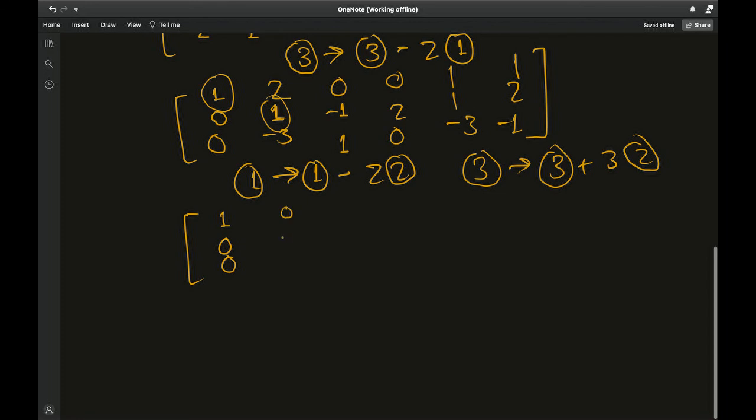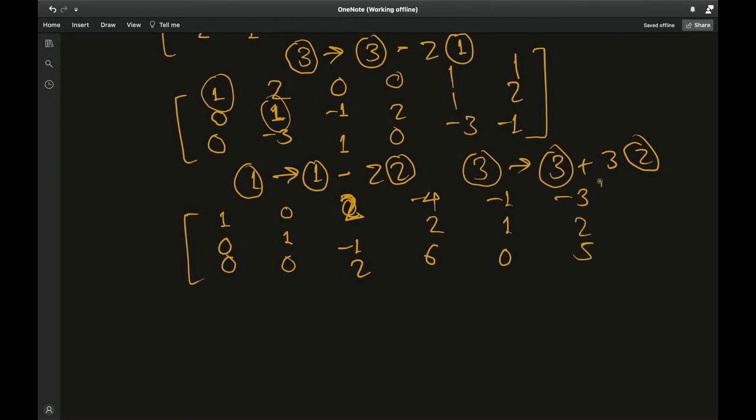Then here we have 0 1 0, 0 2, negative 1 2, negative 4 2 and a 6, negative 1 1 0, negative 3 2 5.